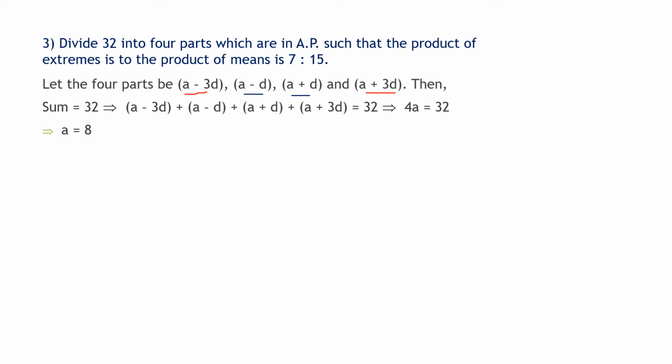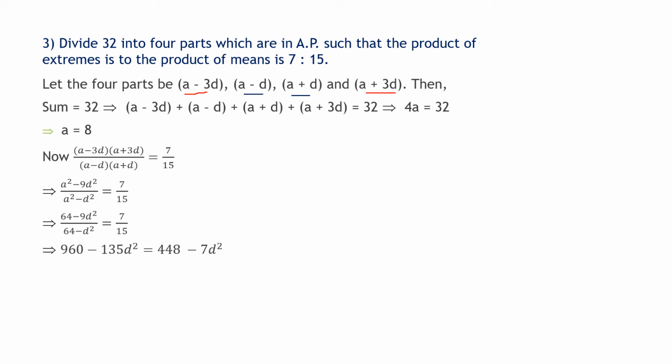In the second condition, we do a minus 3d into a plus 3d. That is, multiply the extremes, multiply the means and take the ratio. So we have a square minus 9d square upon a square minus d square equal to 7 upon 50. We know the value of a equal to 8, so put down the value. So a square is 64. So 64 minus 9d square upon 64 minus d square is 7 upon 50.